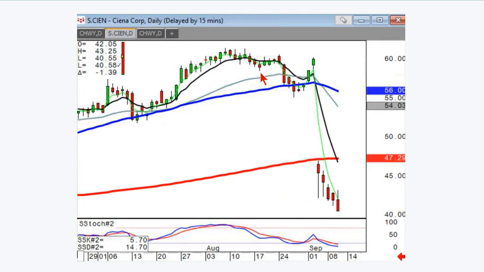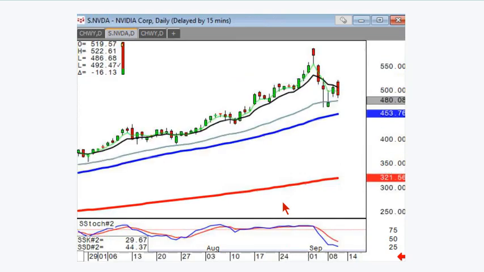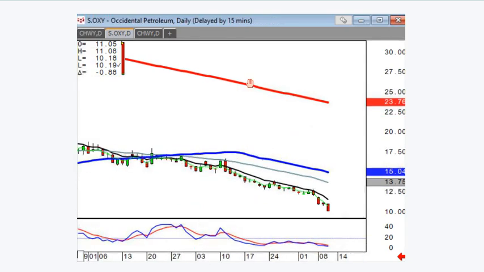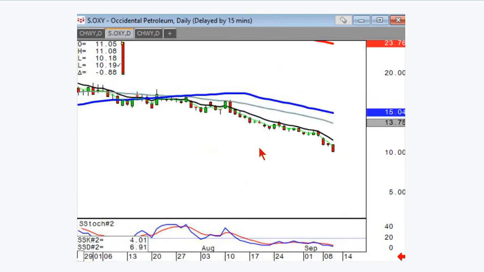Sienna, stay short until you see a buy signal. And remember, the further away you move from the T line, the higher the probability. So the first time you see a buy signal, that's when you start covering your short position. NVIDIA, if you're short, you stay short. If you're thinking of going long, you don't go long until you see it close above the T line. Occidental, stay short. Why? As long as you're below the T line, you stay short.